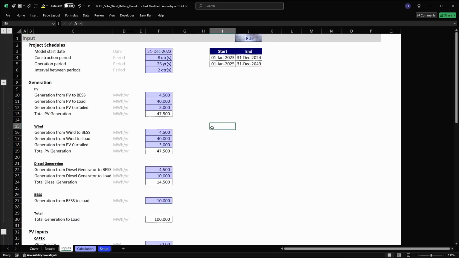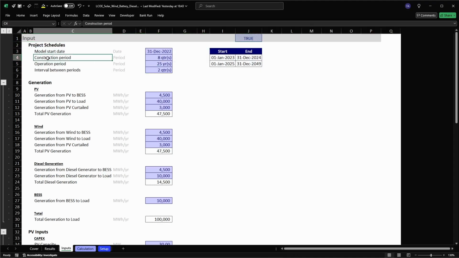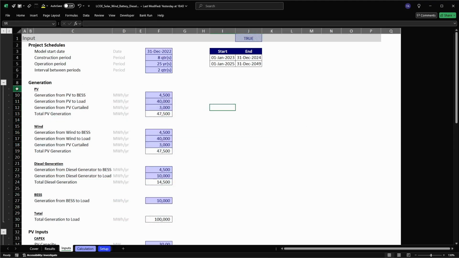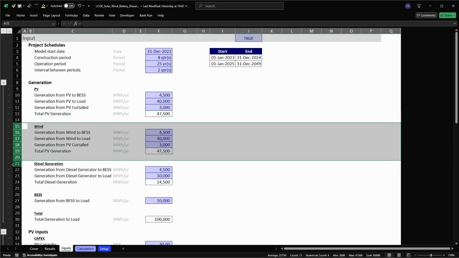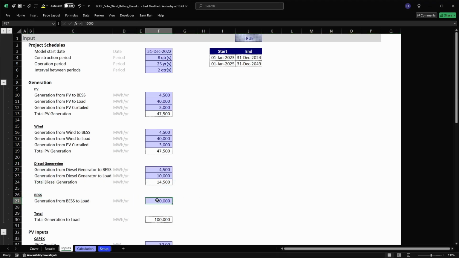Here we have the input sheet. So let's see what we have in here. We have some data to come up with our time series with the construction and operations period. Then we have the inputs for the generation, and you can see we break it down into PV, wind, diesel, and the generation from the battery system to the load. So this is a given number, okay?